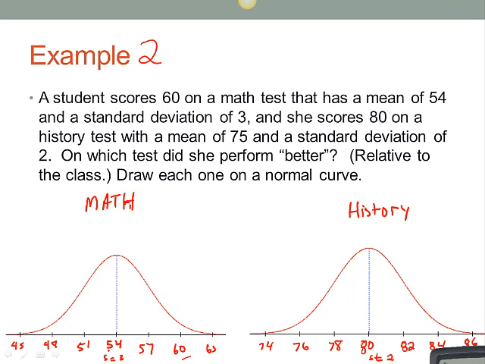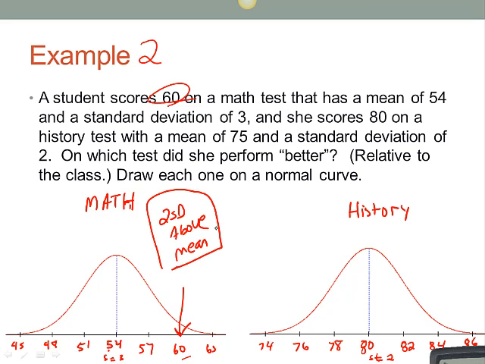So where does she fall here? On the math one, she scored a 60, which is right there. So she scored 2 standard deviations above the mean. That's something to keep in mind. On the history, she scored an 80. Oh, I messed this up, didn't I? This should have been a mean of 75. I bet a lot of you caught that. So 75, standard deviation of 2, so that would be 77, 79, 81. I should have given myself more room down here. 73, 71, 69. Now, where did she score? She scored an 80, which is right in the middle of 79 and 81. So this is about 2.5 standard deviations above the mean.